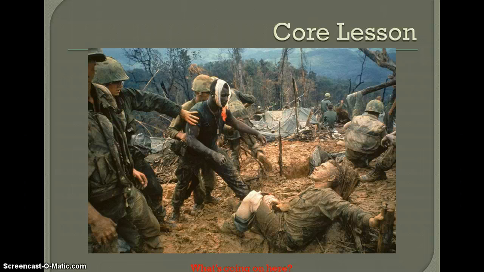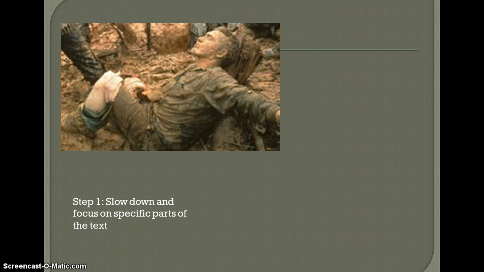This is an image, and I'm trying to figure out what's going on here. I can't really say if it's a reunion or maybe it's an attack, and because I don't have a clear answer, I know I'm confused. And now it's time to stop and deal with my confusion. My first step is to slow down and focus on specific parts of the text. I'm going to focus on the soldier on the floor. And I'm going to use some of my strategies like asking questions and connecting to try to work through my confusion, or at least identify where I'm confused.